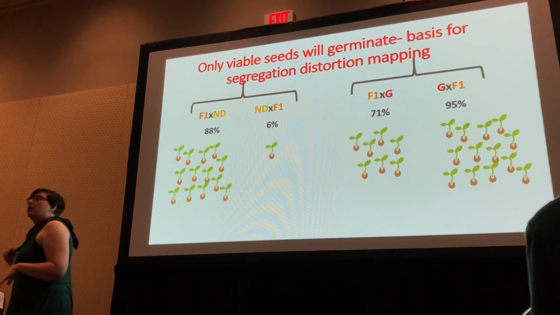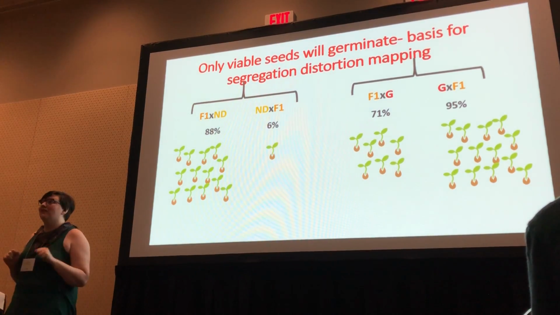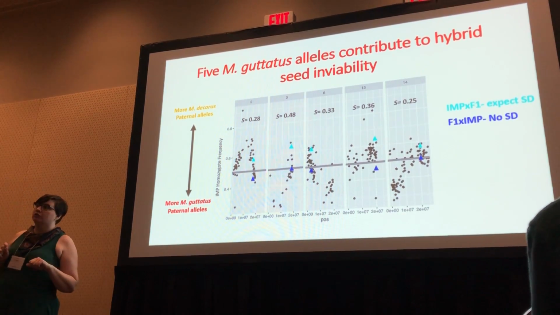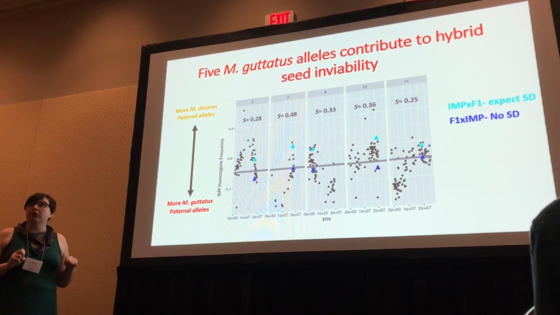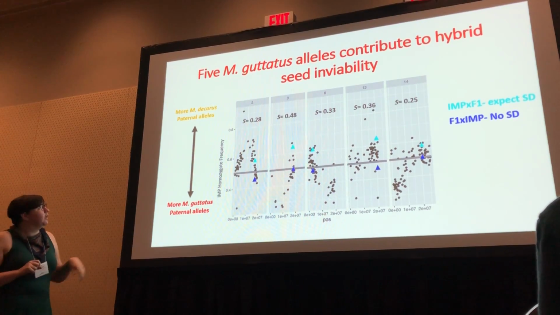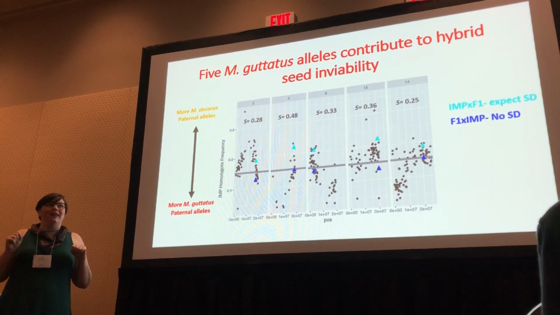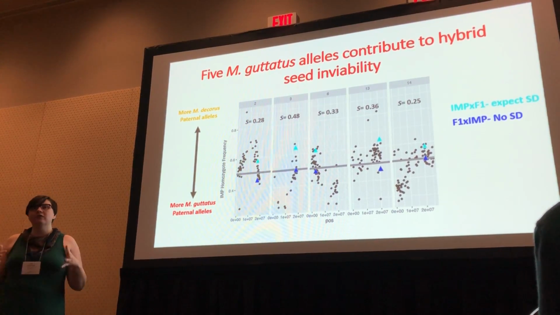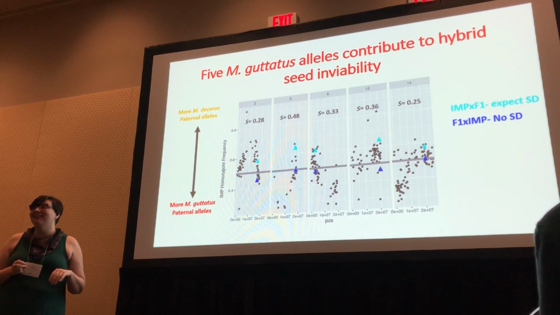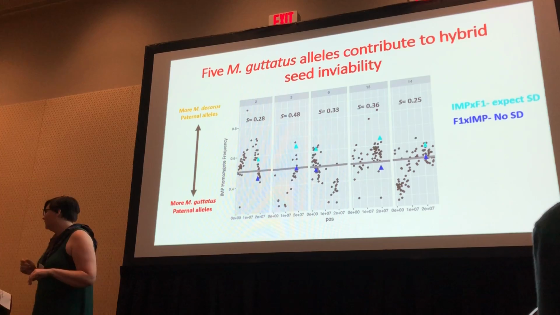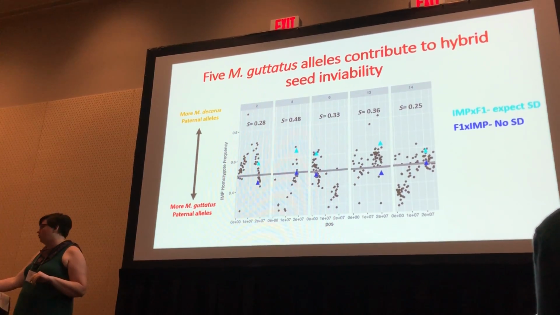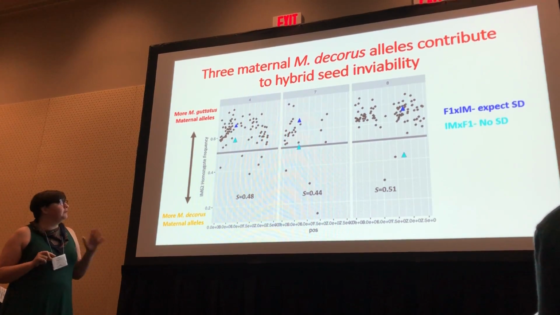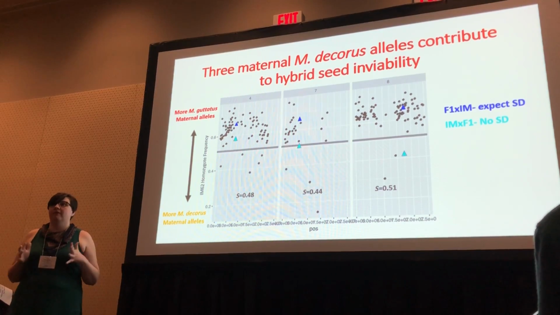So when we do this for this first direction of the cross, where we're looking for these guttatus paternal alleles, we find 5 regions of the genome which show strong segregation distortion in one direction of the cross, but no segregation distortion in the other direction of the cross. We can calculate selection against inheriting that guttatus allele paternally. You can see those selection coefficients are really quite strong. So these are alleles that kill you if they're paternally inherited, but you're totally fine if they're maternally inherited. We can do the same for our other direction of the cross, where we're looking for our decorus maternal alleles and seed incompatibility. And we see that there are 3 regions of the genome that show this parent of origin specific segregation distortion.